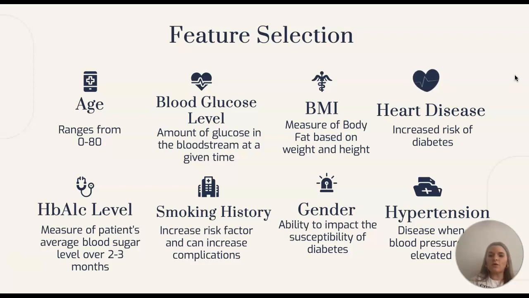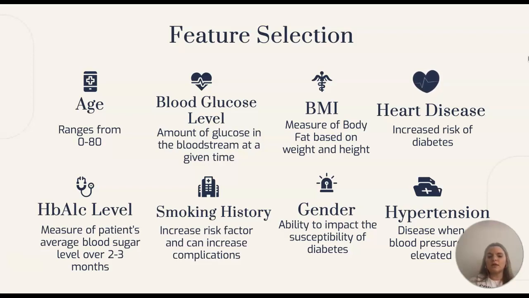The next one is heart disease, which is a risk factor for developing diabetes. Another one is the HbA1c level. It's the measure of patients' average blood sugar level over a 2 to 3 month period. The next one is smoking history. It is a risk factor as well and can increase complications in diabetes, can make it harder to have diabetes if you've smoked in the past.